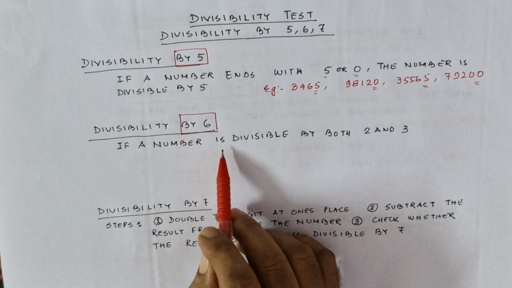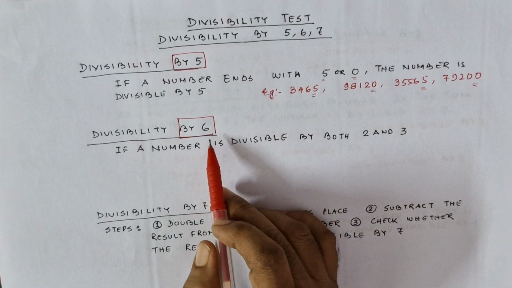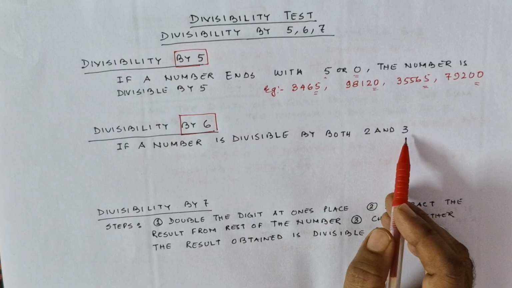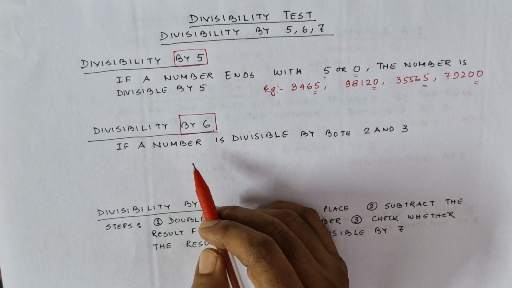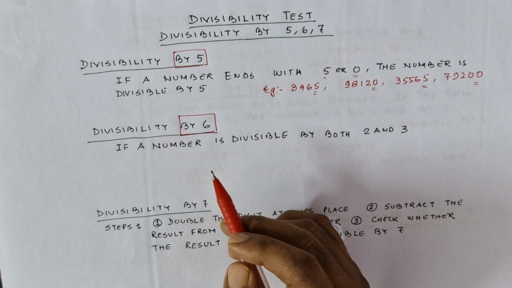So if a number is divisible by both 2 and 3, because 2 and 3 are the factors of 6, then the whole number is divisible by 6. So let's take an example and let's see how it is done.